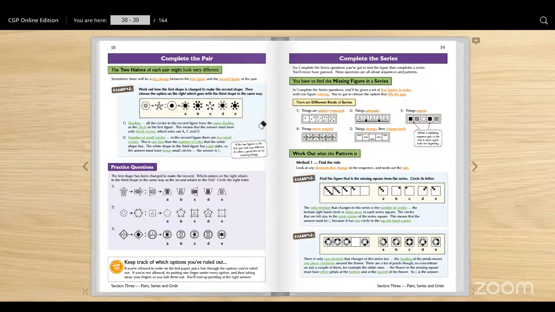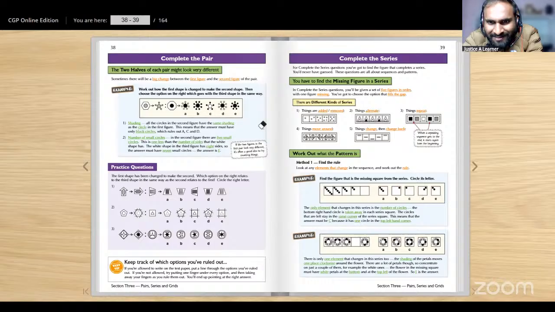All the circles in the second figure have the same shading as the circle in the first figure. This means that the answer must have only black circles, which rules out A, C, and D. Number of small circles. In the second figure, there are 5 small circles. This is one less than the number of sides the white shape has. The white shape in the third figure has 8 sides, so the answer must have 7 small circles. The answer is E. Hmm, answer is D. No, E.